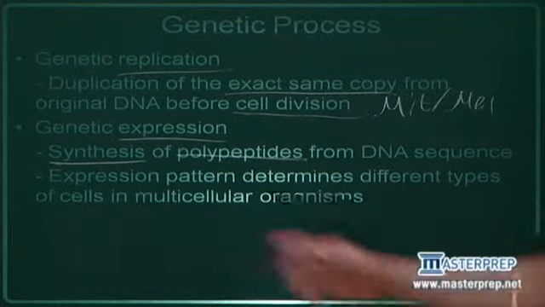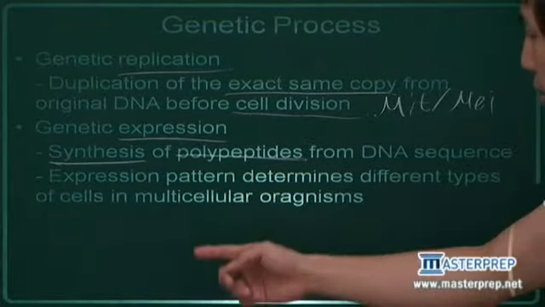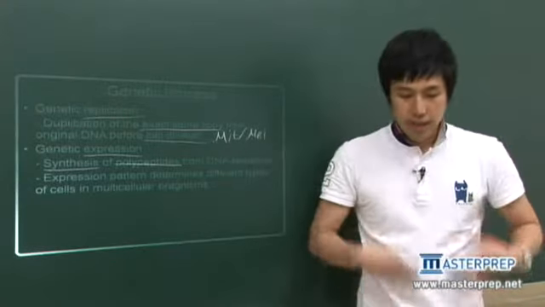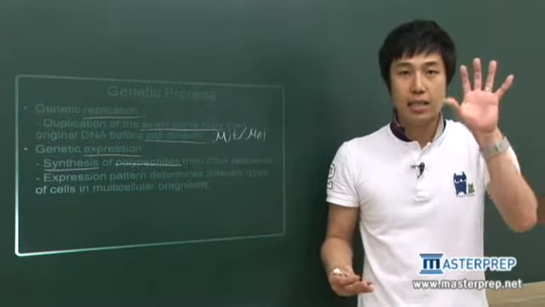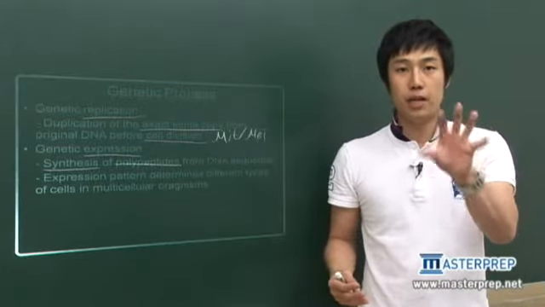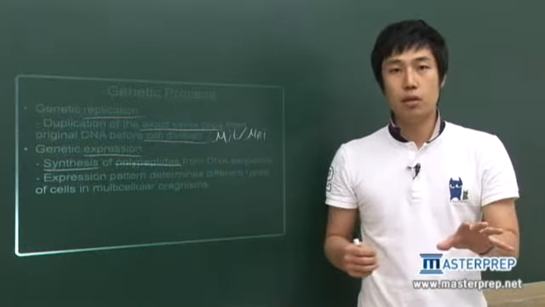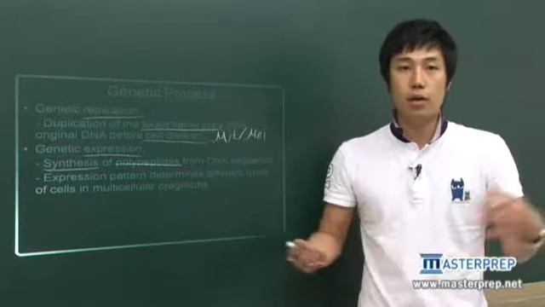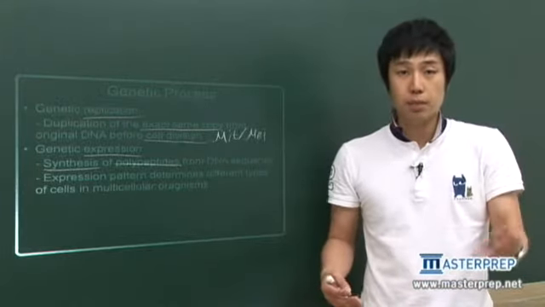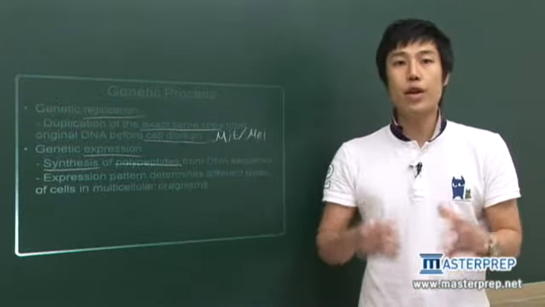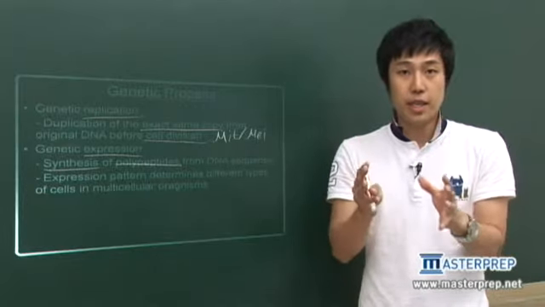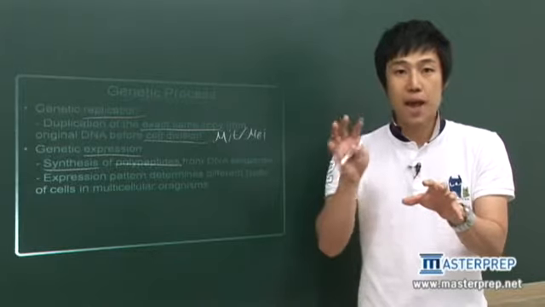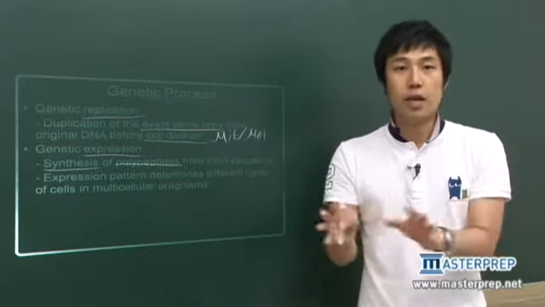Okay? So the expression pattern determines different types of cells in multicellular organisms. Think of the human body. All the cells of the human body contain the exact same DNA for that specific individual, right? But still, we have all sorts of different types of cells, such as heart cells, muscle cells, gonad cells, or the brain's neuron cells. So even though we have exactly the same DNA sequence, by regulating our DNA expression pattern, we can make different types of cells.